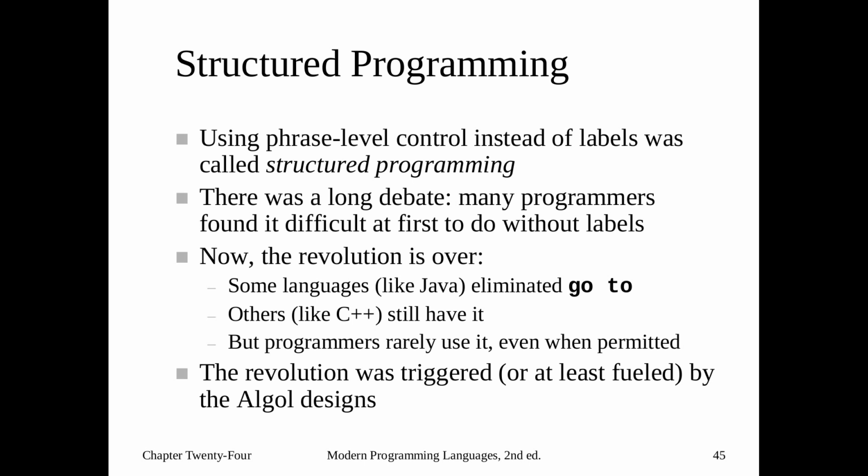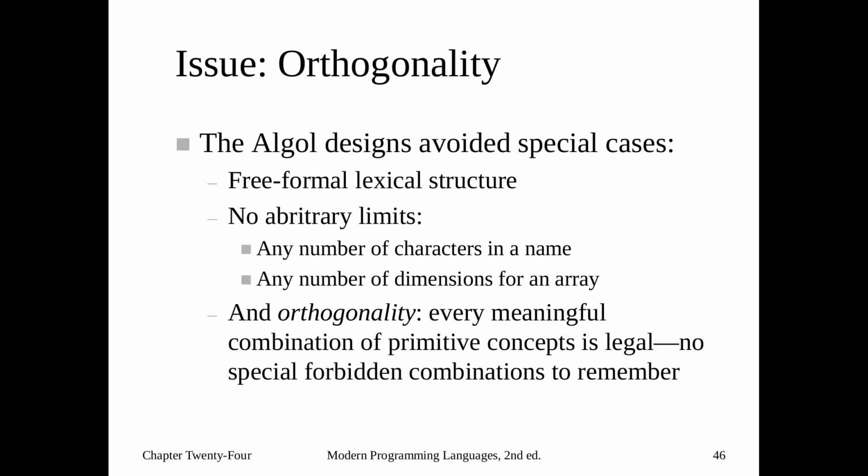And this whole revolution against goto was pretty much triggered by the design of Algol languages. Remember we talked about orthogonality, right? Algol was pretty much where orthogonality came from. We wanted this free-form lexical structure. We didn't want arbitrary limits like in the names or dimensions of arrays, and we also wanted a meaningful small set of primitive concepts where all the combinations were legal. We didn't want special forbidden combinations. Remember, that's what we were talking about earlier, and that's the key concept with orthogonality.